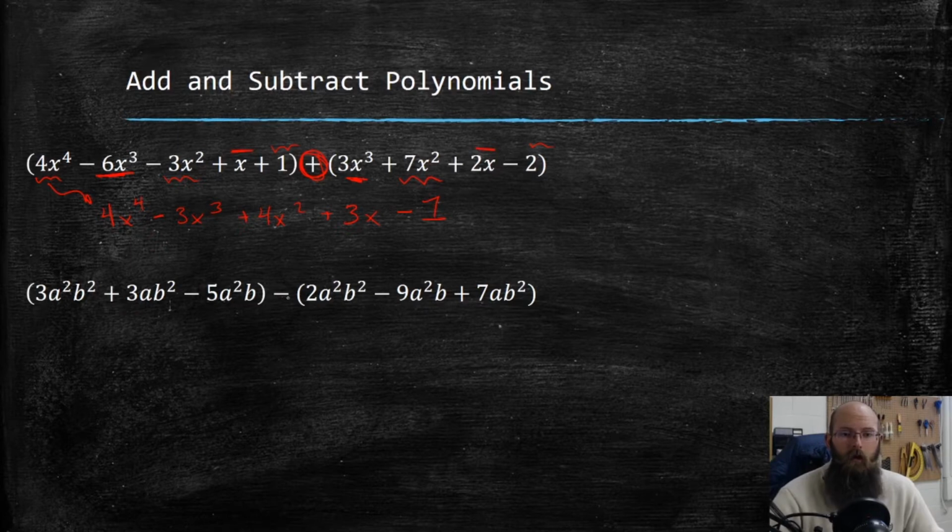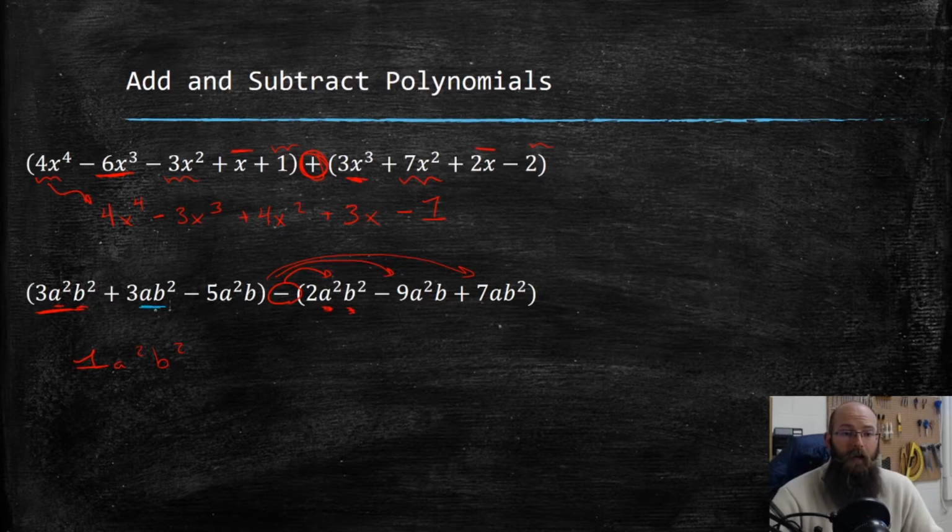Now down here, I have a minus. That becomes a little bit more tricky because that minus is going to go to every single thing here. So first, 3a squared b squared. I need to check both chunks there, so I'm going to come over to the right. I have an a squared and I have a b squared. Good, those are the same term. I can combine them. So 3a squared b squared minus 2a squared b squared, and that gets me 1a squared b squared.